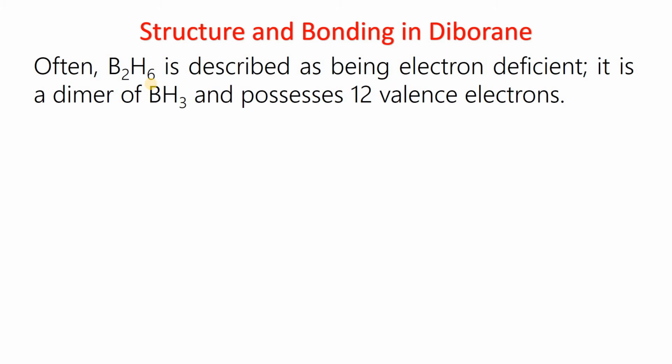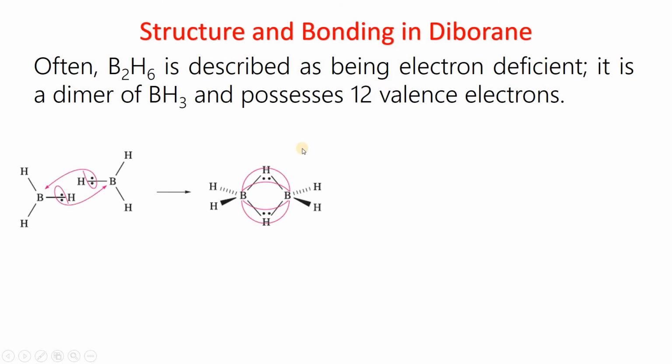C2H6 has how many electrons? There are 2 carbons and each carbon has 4 electrons. 4 into 2 is 8, plus 6, that is 14. So we are lacking 2 electrons here. So how is the bonding described?